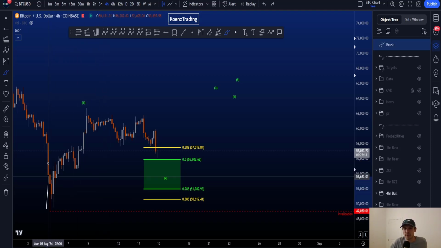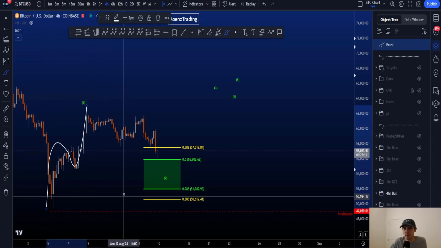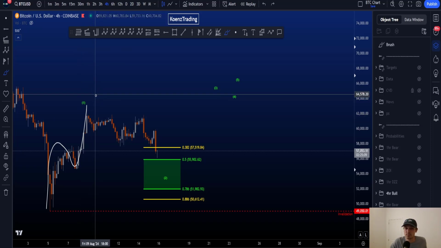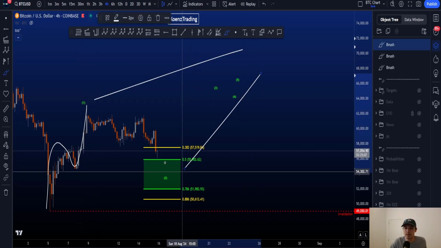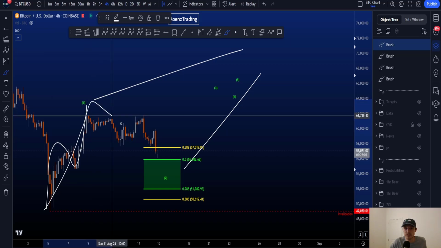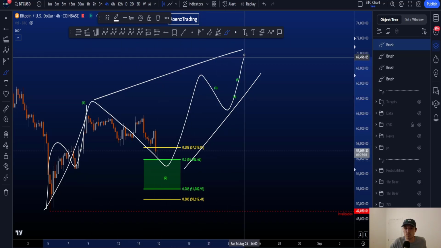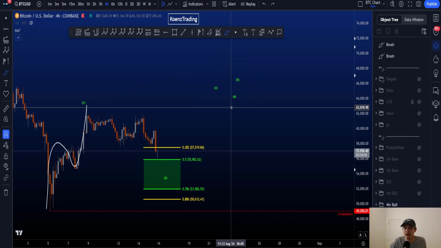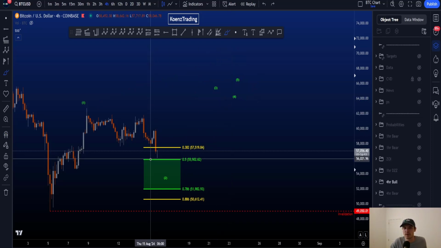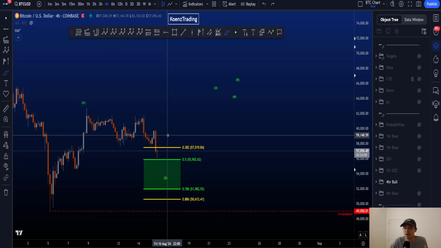The only way we can really start with a 3-wave structure in a wave 1 of an impulsive move would be to create a bigger diagonal where you have a zigzag in 1, then in 2, 3, 4, 5. But it is way too early to start talking about diagonals. Preferably you have to wait for a wave 4 to be in, and we're far away from creating a wave 4, as this would only then be a wave 2.